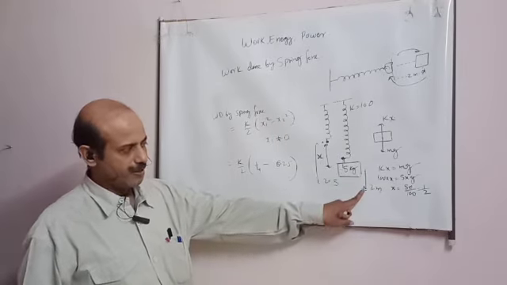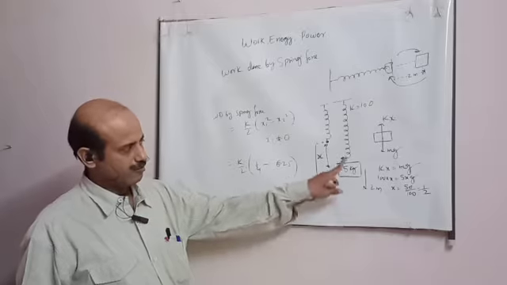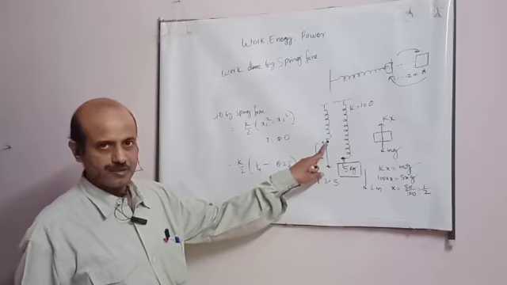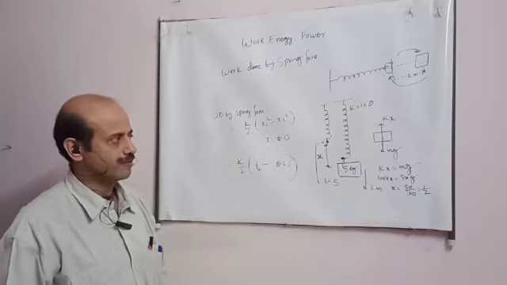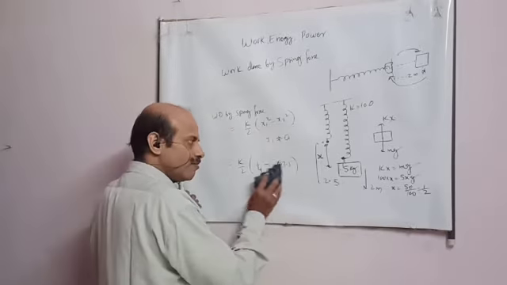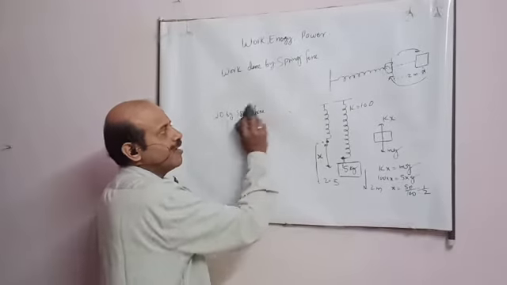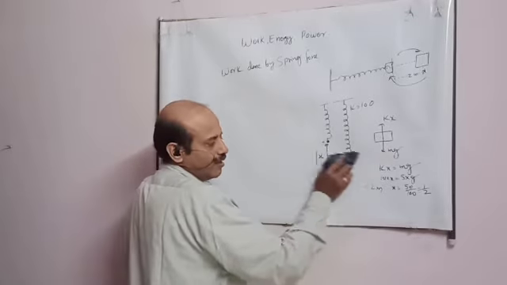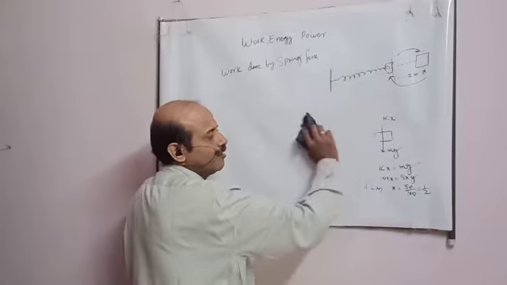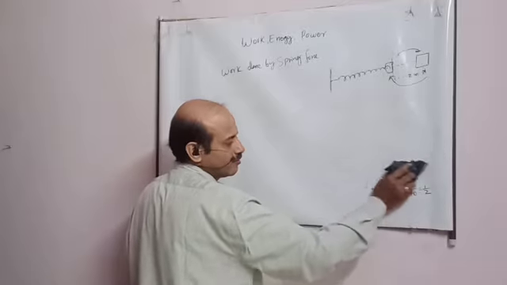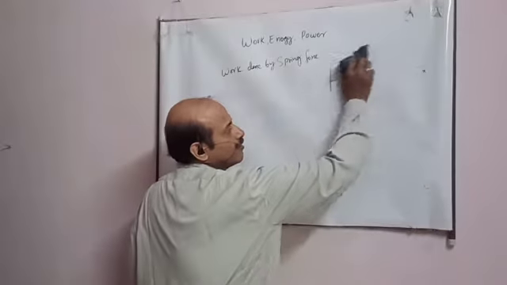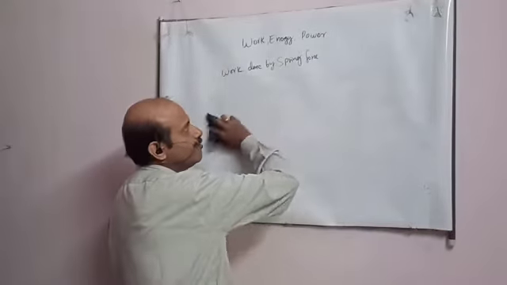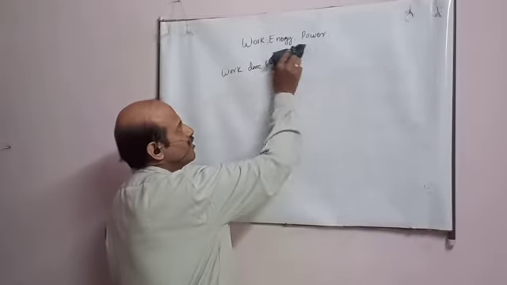How I have found out x1 and x2. This I have stretched by 2 meter. So from here I have to take the length. How much is the stretch? This you have to understand, student. So this is work done by spring force. It has a similarity with the mg force: that work done is independent of the path, and work done depends on the initial and final position, and work done in a closed path is 0.